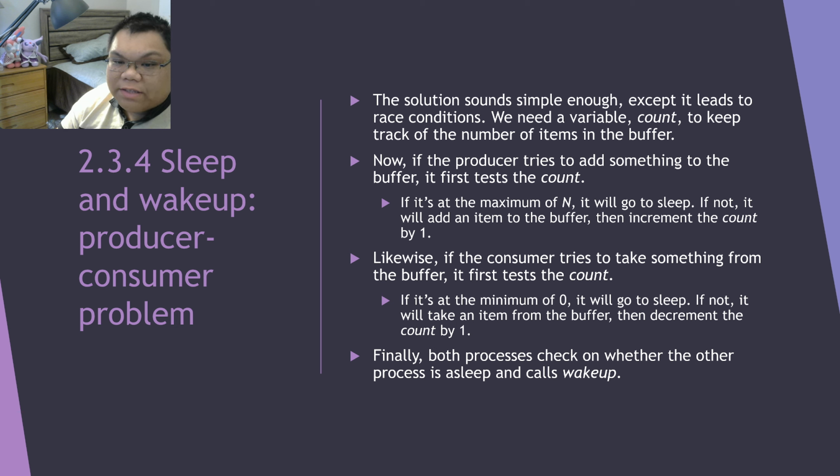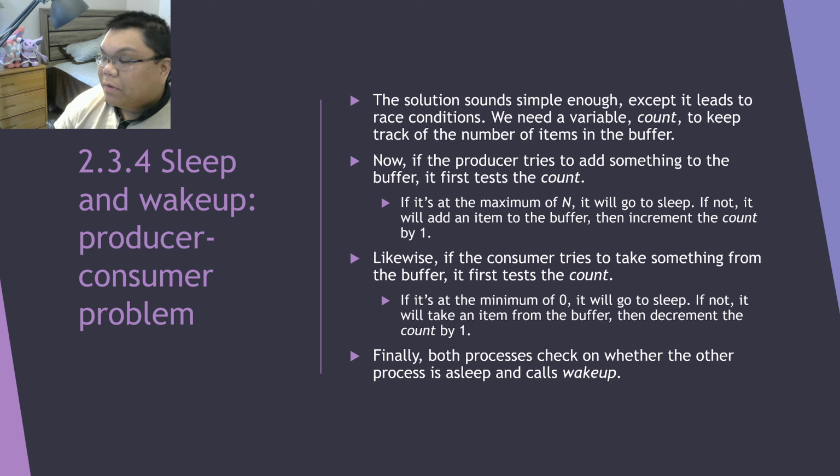Likewise, if the consumer tries to take something from the buffer, it will test the count first. If it's 0, it'll go to sleep. If not, it will take an item from the buffer, then decrement the count by 1. So this count basically keeps track of, well, how many things are in the buffer. So we're assuming there's room for 10 items in the buffer.